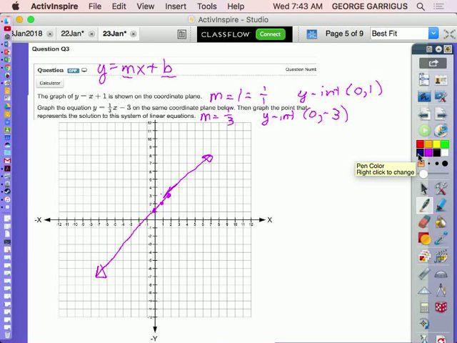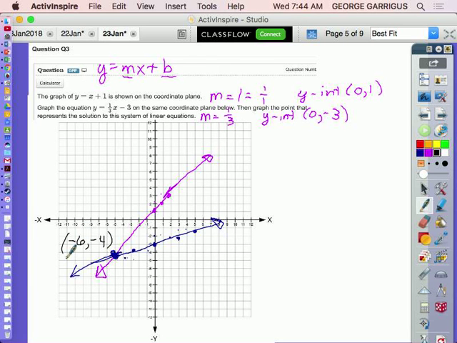It says go to 0, -3. And then it has a rise 1, run 3, rise 1, run 3. You can also go down 1 and left 3. Down 1, left 3. You can see that these lines intersect at this point right here, which is the point, I believe, -6, -4.